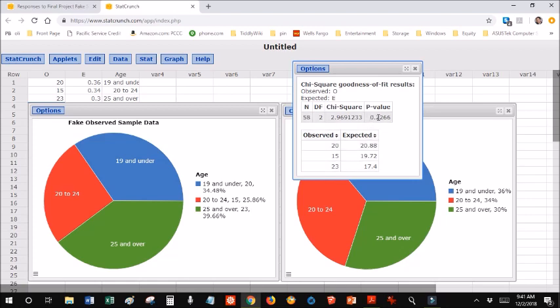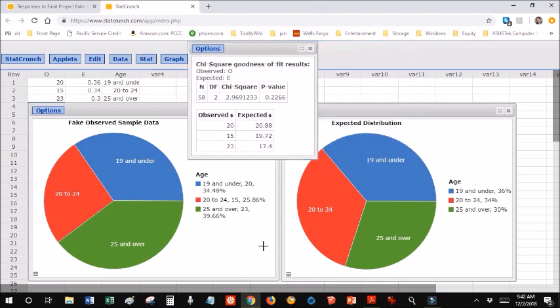My p-value is 0.22, which is greater than my alpha, my significance level of 0.05. So I do not have significant evidence to reject the null hypothesis that the observed distribution is the same as the expected distribution. So we have no reason to believe that the observed distribution is different from the expected distribution. So there's no reason to suspect that there's any age bias in the sampling method.